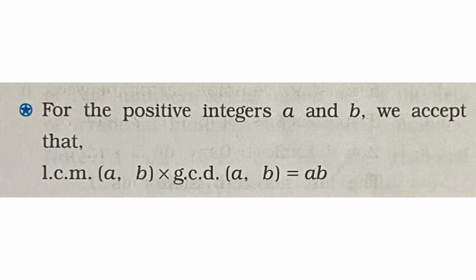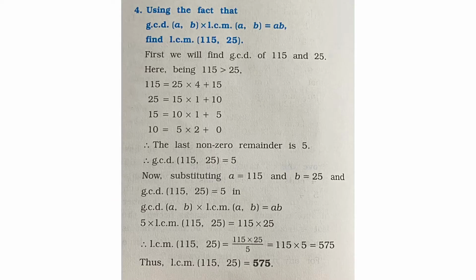Now we will learn how to find LCM of two numbers, and for this we have to accept the relation which is given over here, that is LCM of a, b into GCD of a, b is equal to a into b. So for any two positive integers a and b, this relation is satisfied. Let us consider the example.